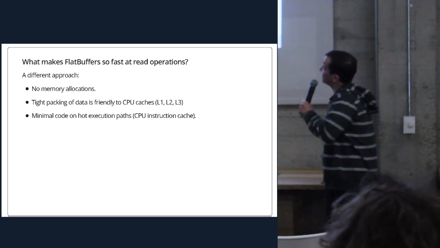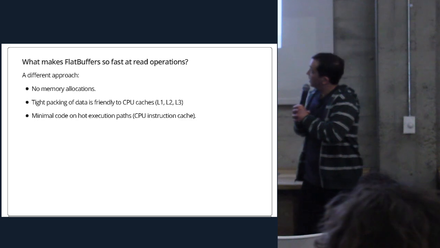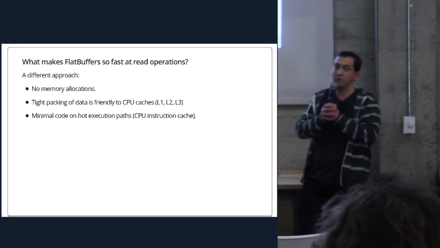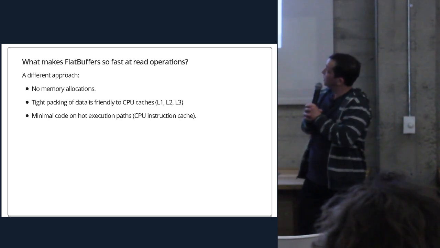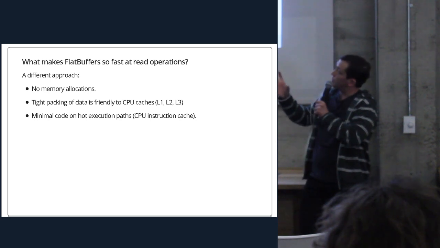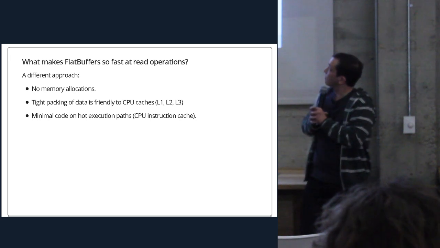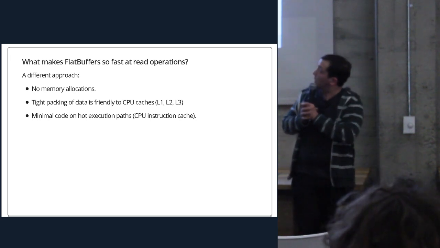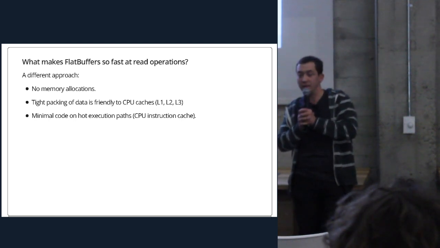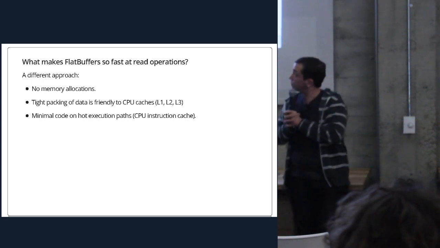Flatbuffers has a different philosophy, and it was designed from the bottom up to be really fast. The way it does this is that on read, there are no memory allocations, there are no intermediate objects. We talked about data locality earlier. Data is tightly packed, so it's very friendly to CPU data caches. And speaking of caches, there's minimal code on hot execution paths for reading data. Instruction caches on CPUs can also get polluted with too much code.